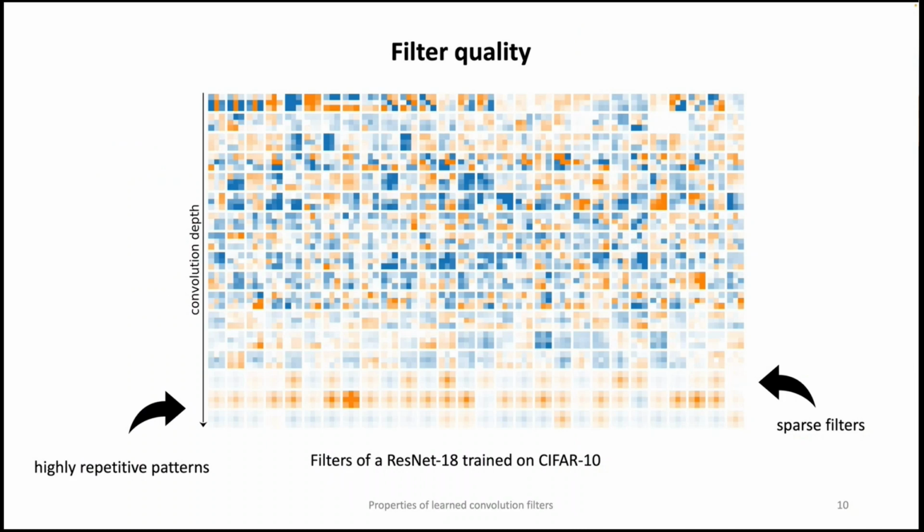So one of the first things that we noticed is a difference in filter quality. What you see here is a ResNet 18 that was trained on CIFAR-10, so it's a very simple dataset. Every row represents one convolution layer. The top row is the very first layer, and as you go deeper into the network, you also go deeper in this plot. Here you see the very first 32 filters of every layer. The brighter the colors, the larger the weights of those filters are.